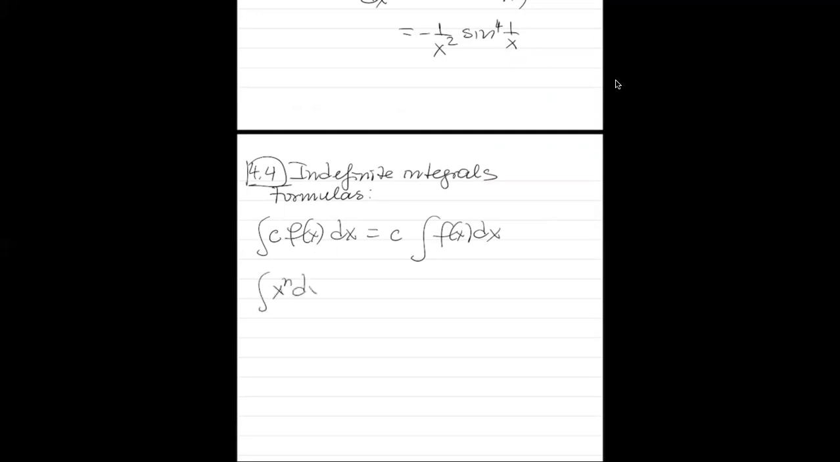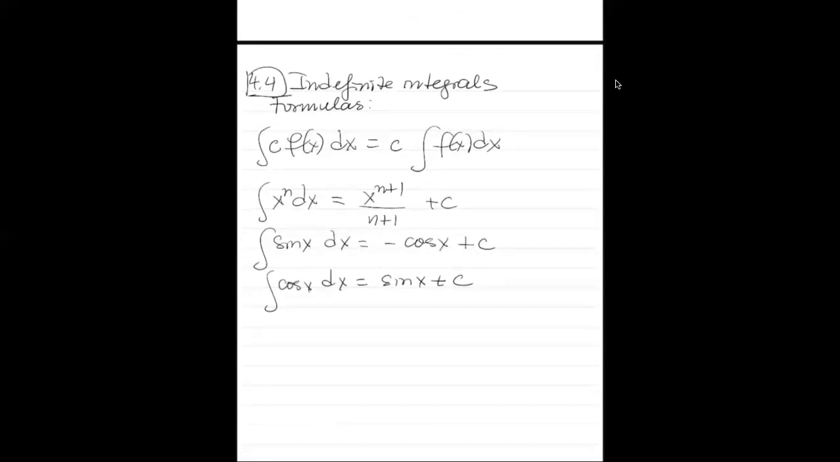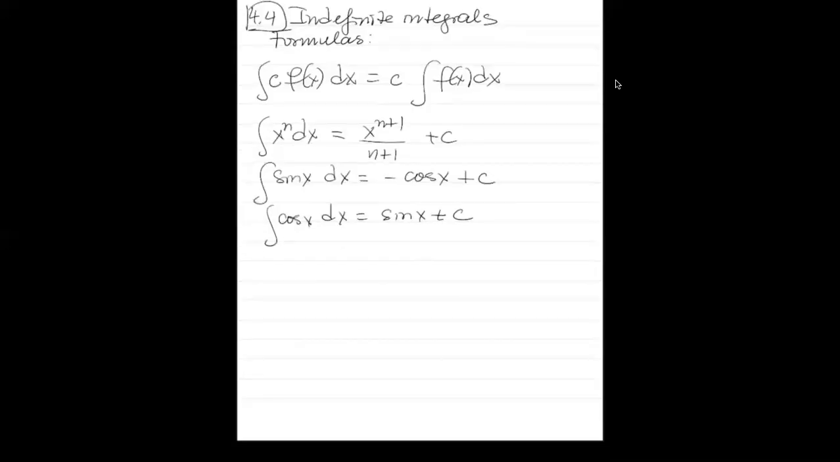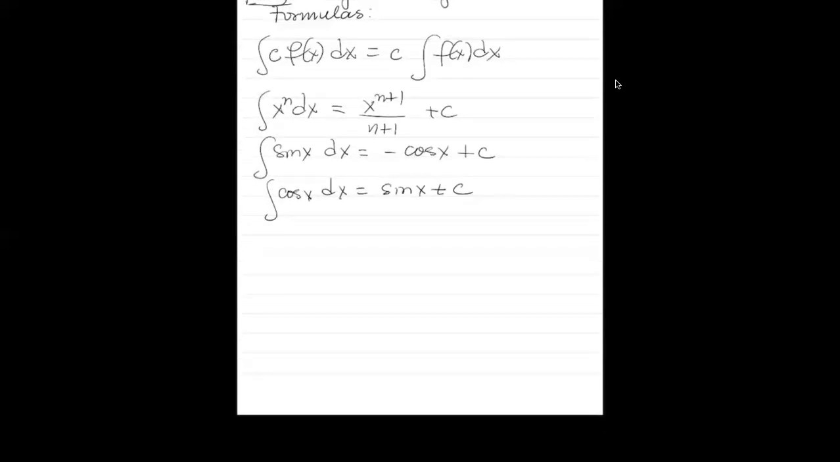Here's our power rule. Integral of x to the n is x to the n plus 1 over n plus 1, plus c. Integral of sine of x dx is negative cosine x plus c. You can always check those formulas by differentiating. So integral of cosine x dx, that is just sine of x. Integral of secant squared x, well, that's the tangent.